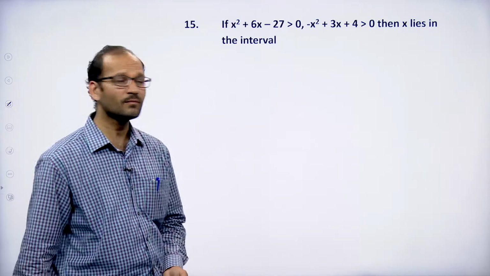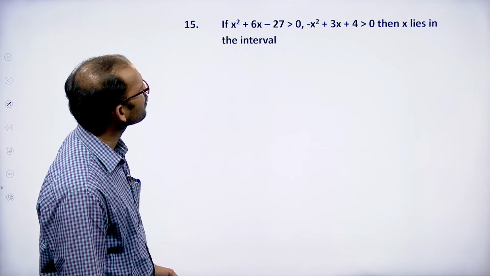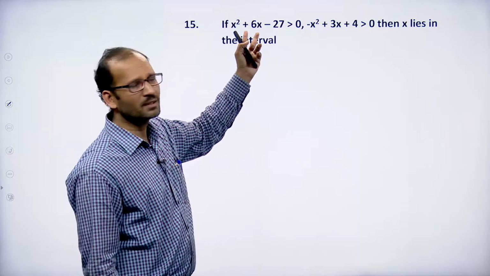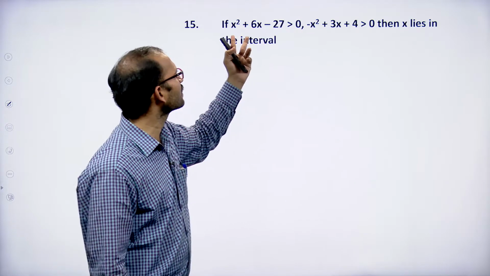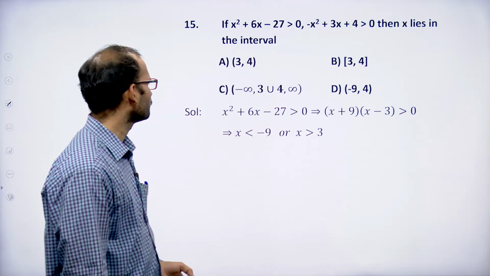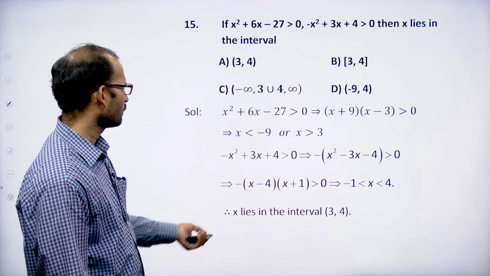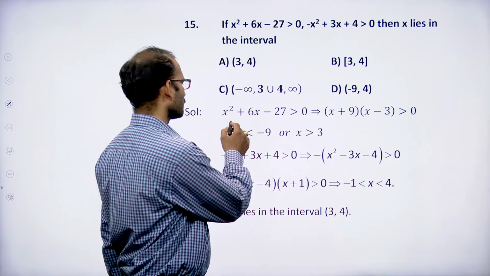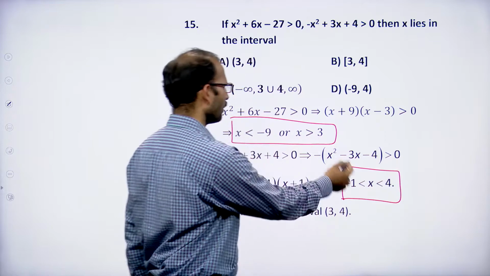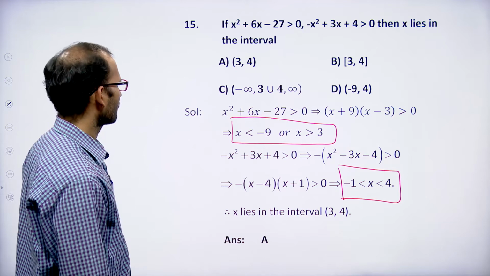Is it okay? Right. Next: x square plus 6x minus 27 greater than 0, and minus x square plus 3x plus 4 greater than 0. Then x lies in the interval. Simple, two inequalities: you find the intervals in which x lies, and here also take the common interval, nothing else. Solve the two quadratic inequalities. This is from the first inequality, this is from the second inequality. Combining these two we got (3, 4). Is it okay? A simple one.